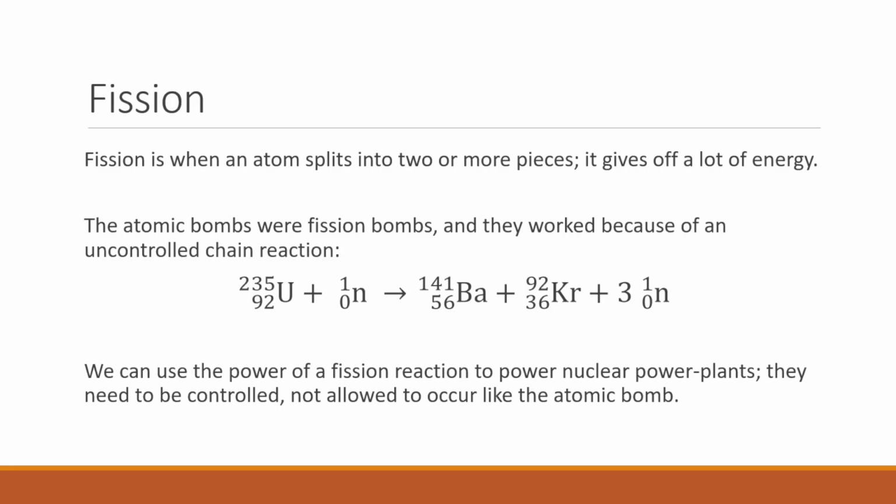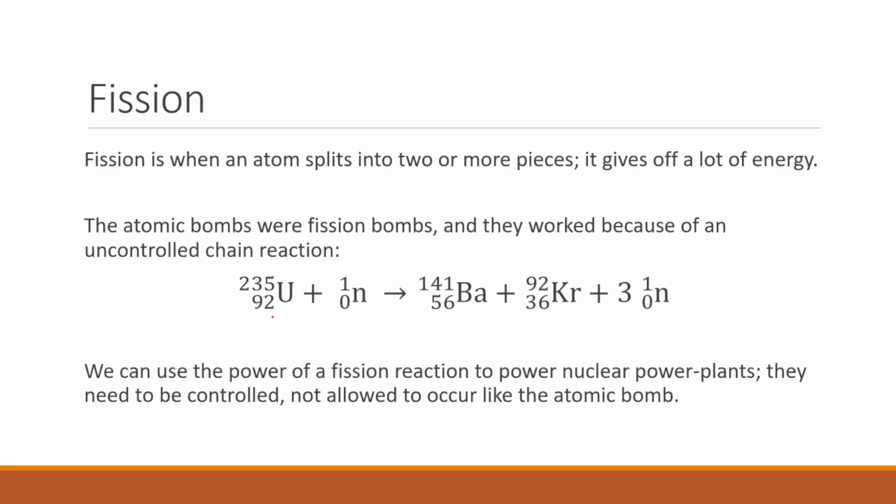The atomic bombs, the nuclear reactors, nuclear power plants, those are all fission reactions. Right? The difference between the atomic bomb and the nuclear power plants that we've created is that the atomic bomb, the fission bomb, is an uncontrolled chain reaction.